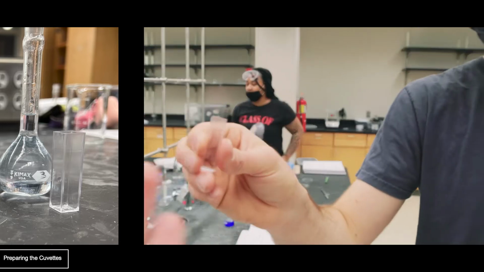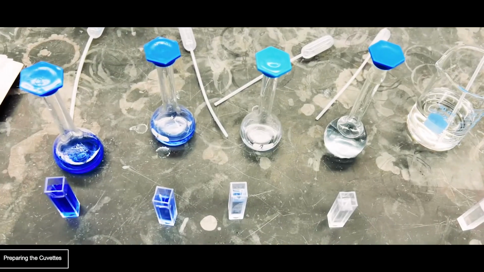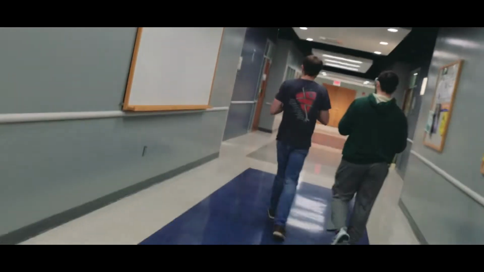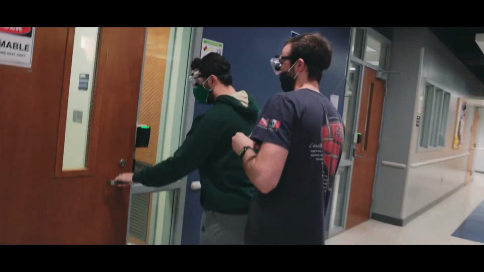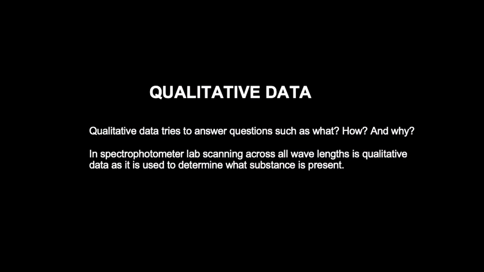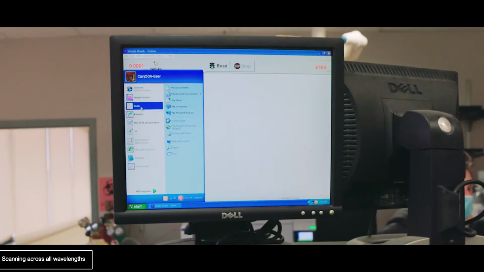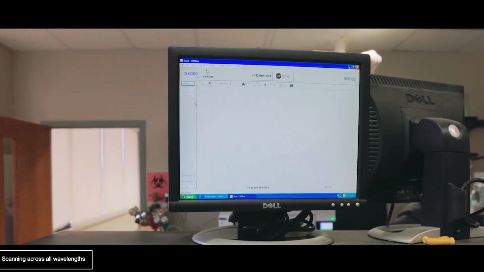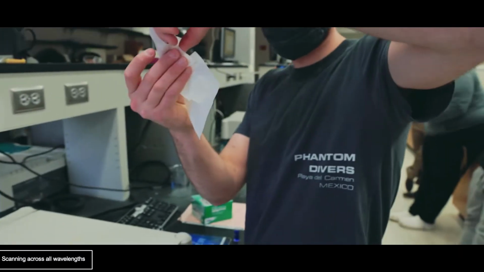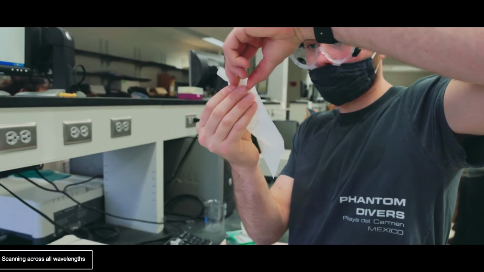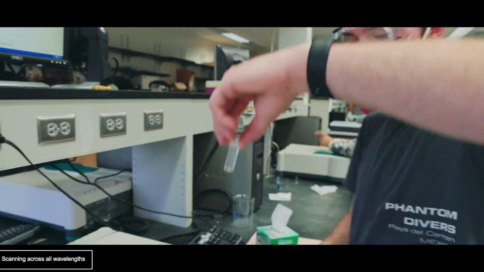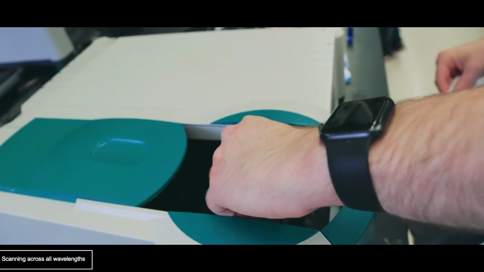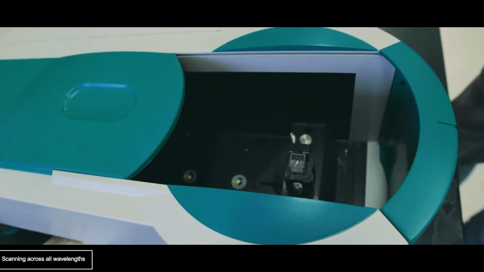Now the student chemists move from their native habitat, the lab, towards the vast spectrophotometer savanna. Here, the student chemists start opening the scan software to determine the qualitative data. The student chemists wipe the sides of the distilled water cuvette and place it in the spectrophotometer, ensuring the clean sides cross the photo lens.